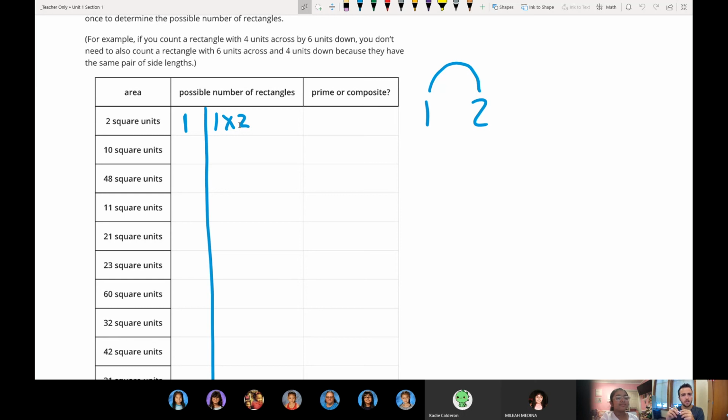So is this prime or composite, Camila? Prime. It is a prime number because there's only one factor pair that works for 2 square units or gets you an answer of 2. All right, last one we're going to do. I know we're running long. I'm sorry, but I want to make sure that you guys have a good start on this.